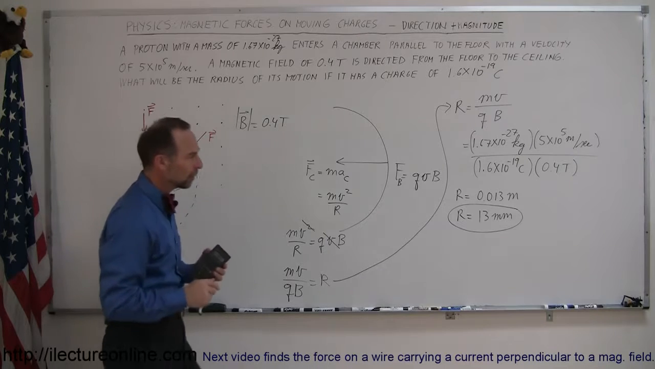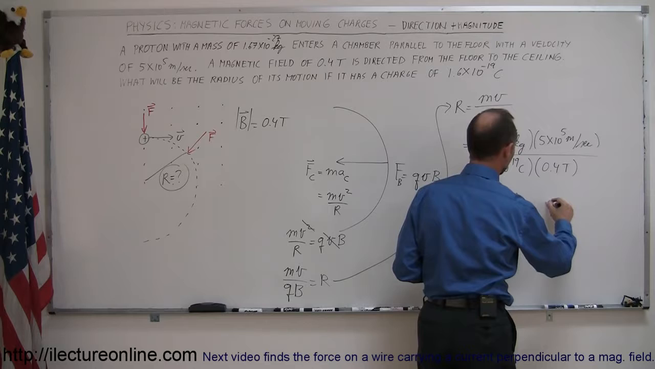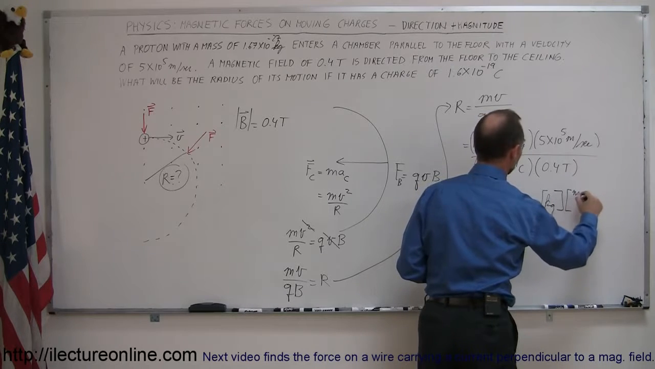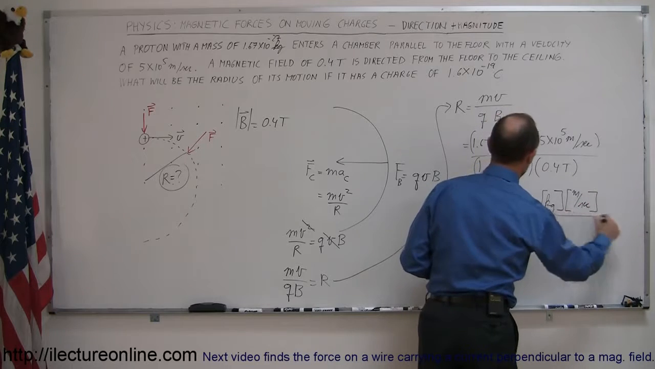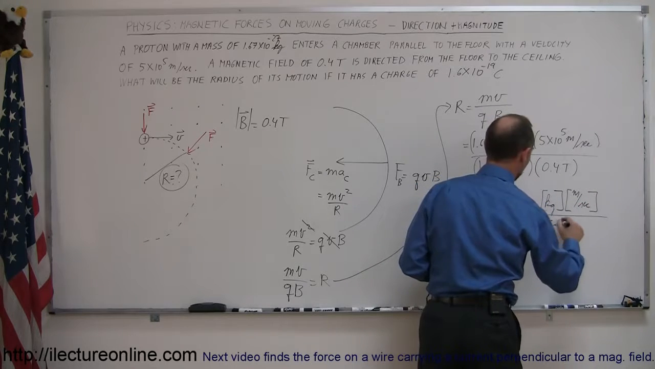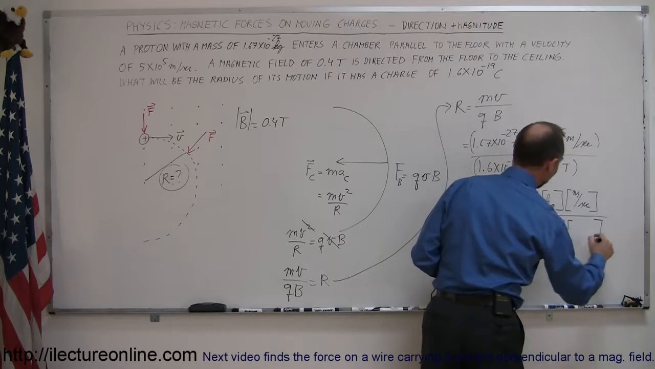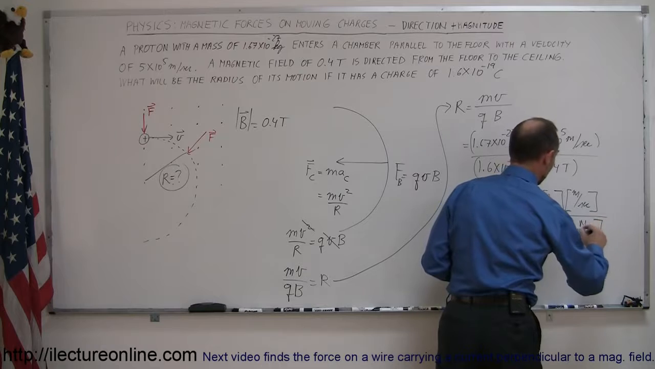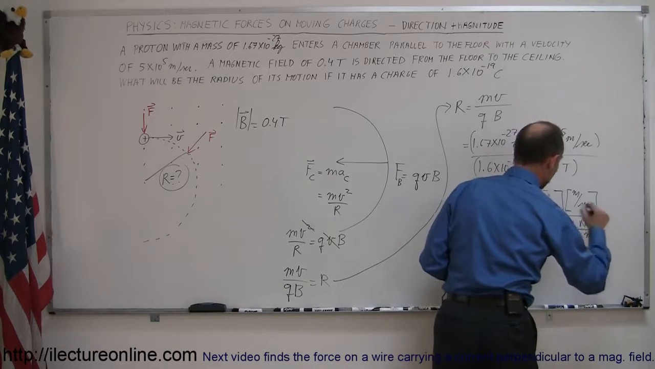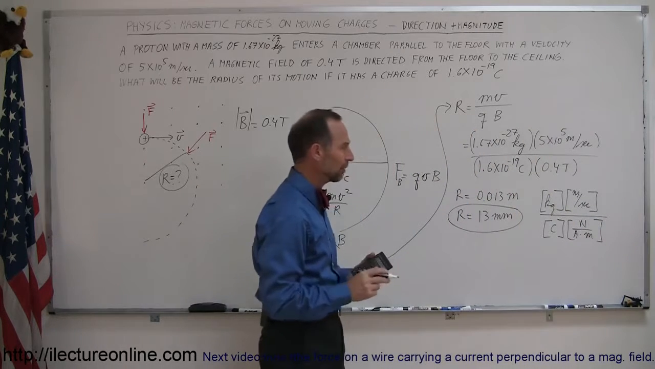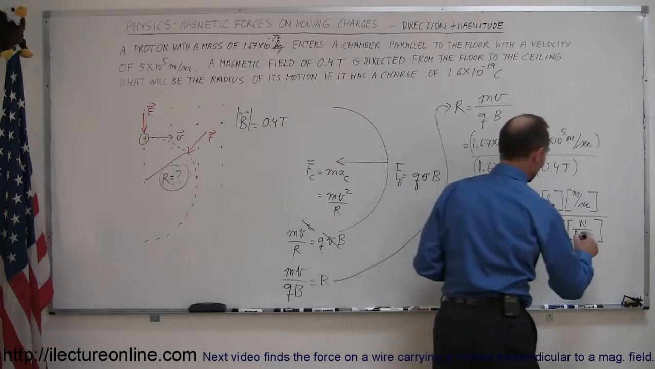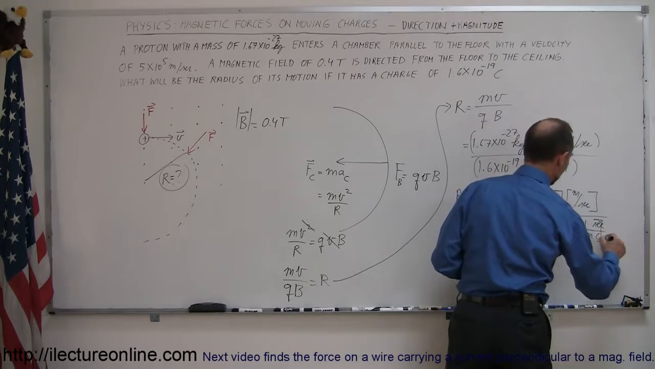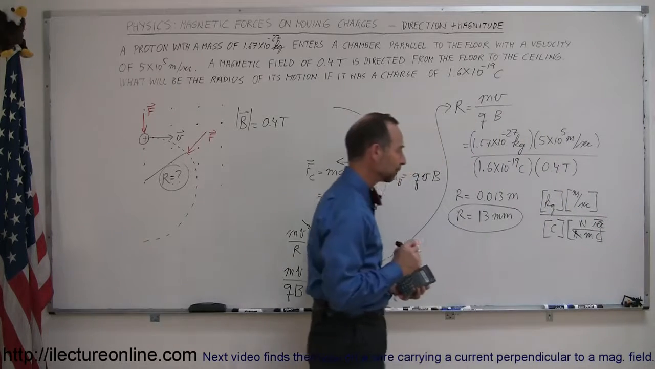Now, units-wise, how did I come up with meters? Well, let's look at the units. We had kilograms. We had meters per second. We had coulombs. And then we had teslas. Now, a tesla, by definition, is a newton per ampere times meters. And of course, the unit of an ampere is coulombs per second. So we can replace that by coulombs per second, which is seconds over coulombs. So seconds over coulombs, getting rid of the amperes like that.